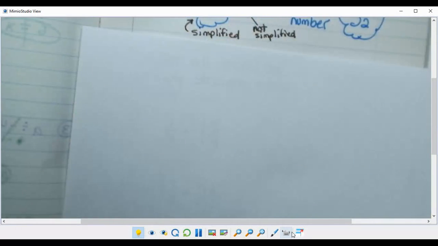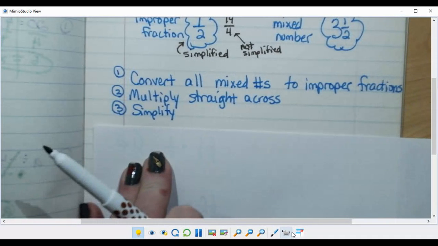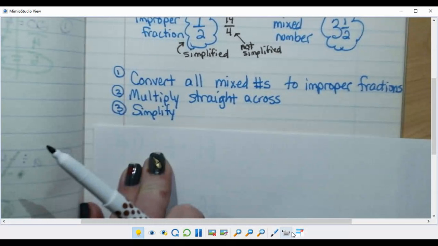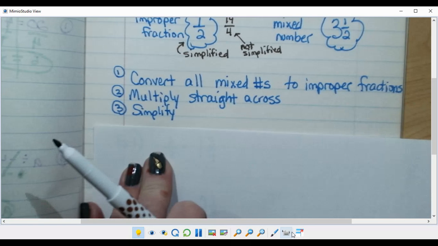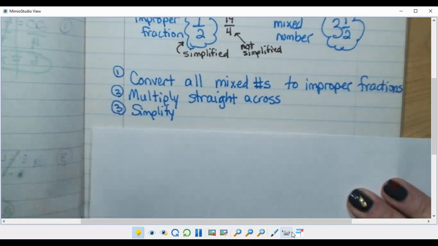There are 3 general steps that I can tell you on how to multiply mixed numbers. First of all, convert all your mixed numbers to improper fractions. It's possible to multiply in mixed number form, but it's much more difficult and probably not worth the effort. It is super simple if you do it as improper fractions. So convert everything to improper fractions. You're going to multiply straight across, numerator times numerator, denominator times denominator, just like we've been doing. And then you're going to simplify if possible.